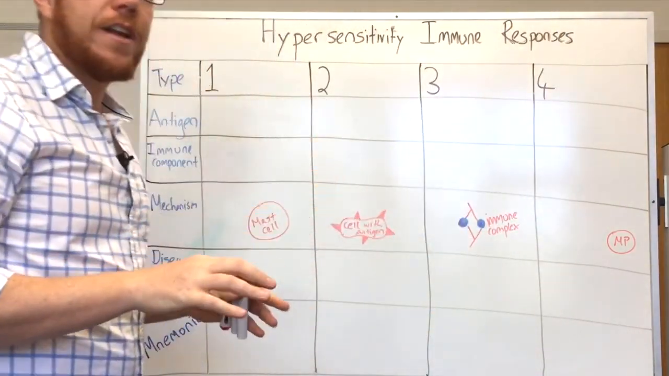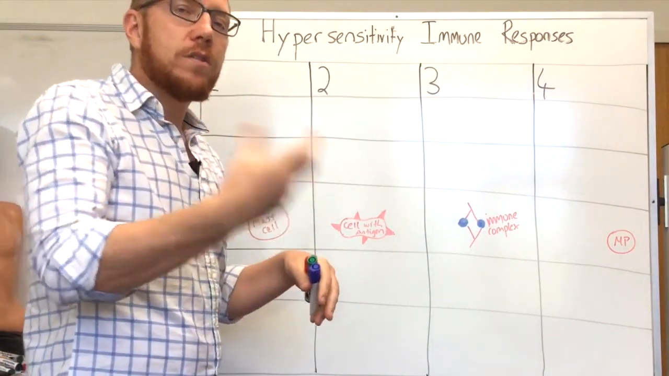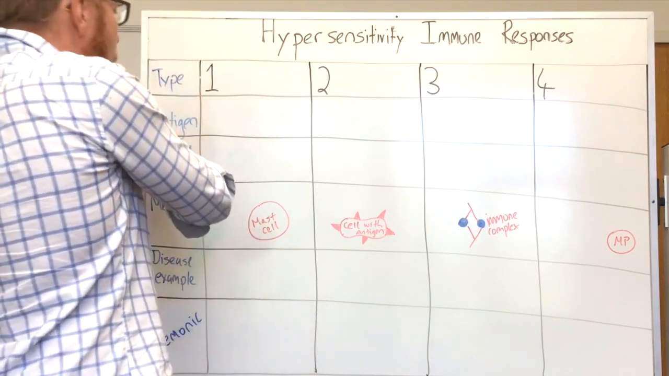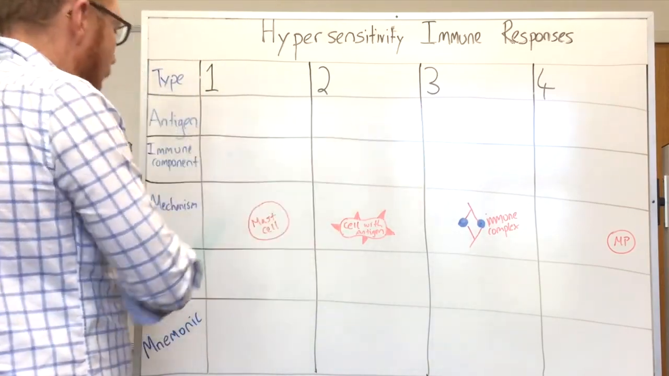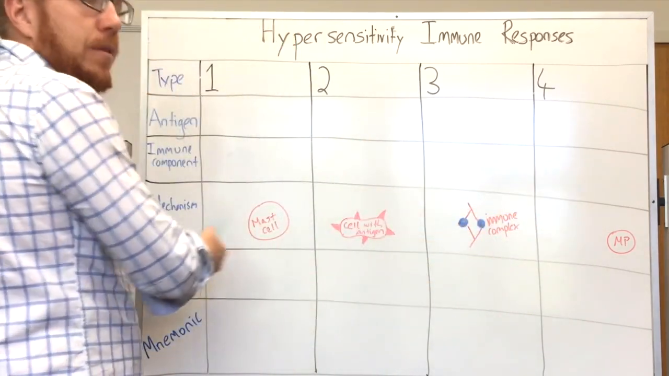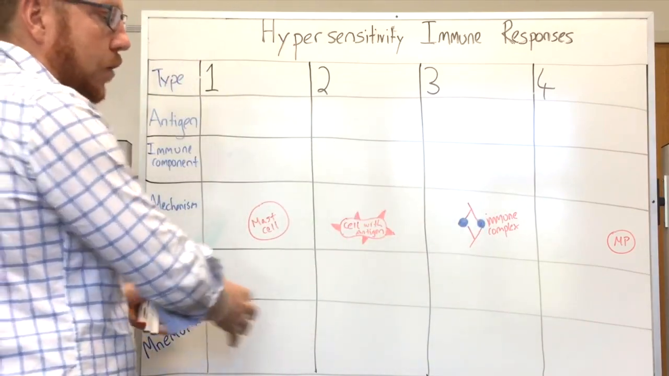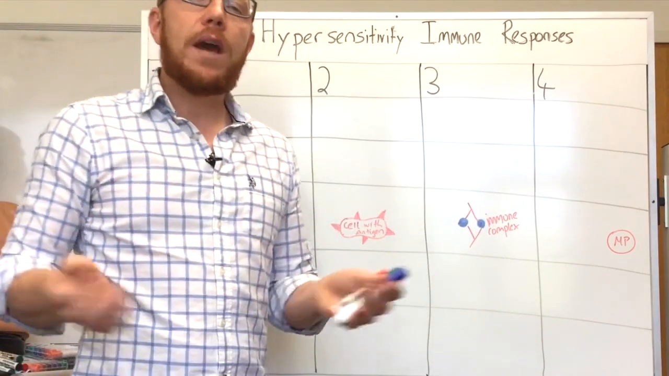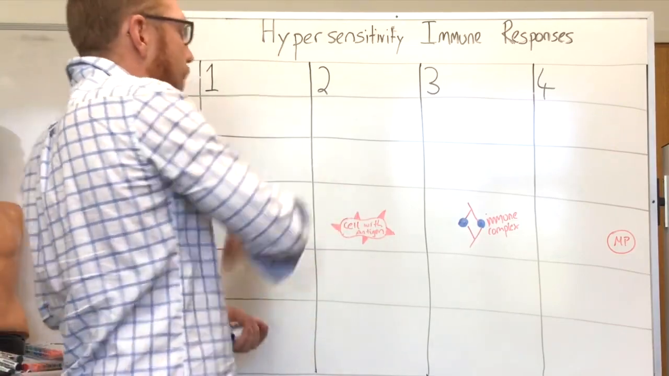Now what we'll go through today is firstly the antigen. So this is the stimulating factor that causes the response to begin with. We look at what part of your immune system is the main player to cause this reaction. We look at the basic mechanism for each type. Give a couple of disease examples that you should know for each type. And then finally we have a really good mnemonic which gives you a better way to memorize or remember these particular types. So let's start with type 1.